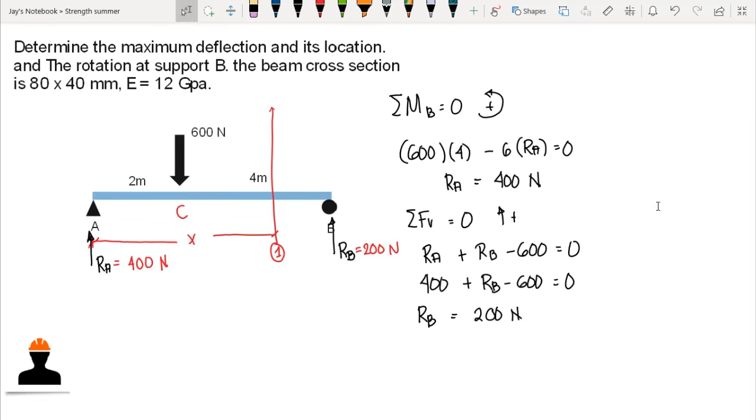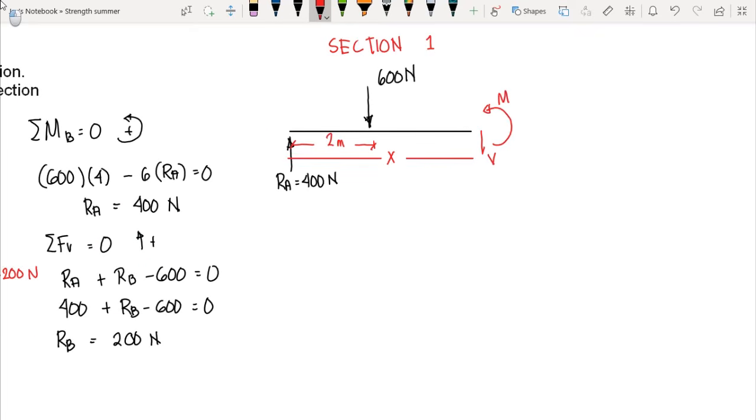Now take note, once we cut our beam at this point, we have our internal shear and internal moment exposed. Our internal shear here is positive since it is downward on the right face. Then we have a positive moment since it causes smiling bending. Let's call that moment M1. So we can isolate this section.